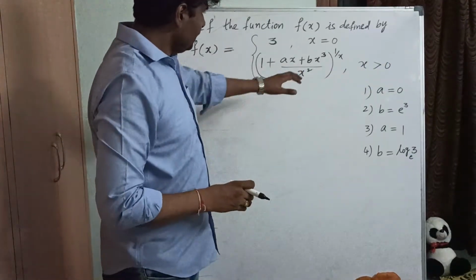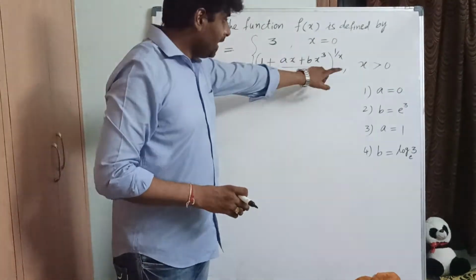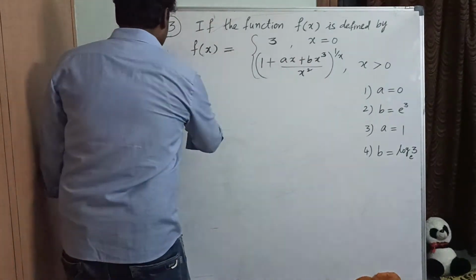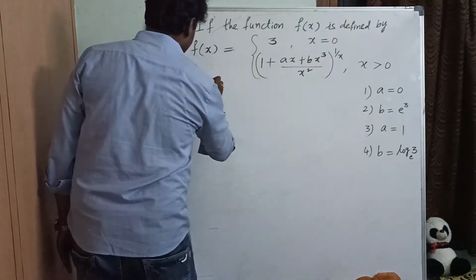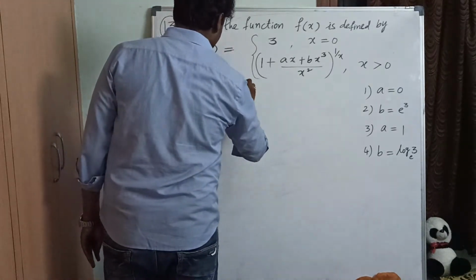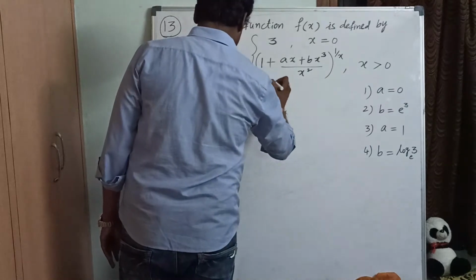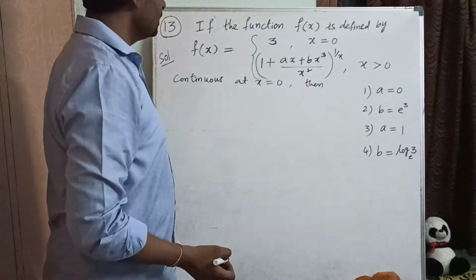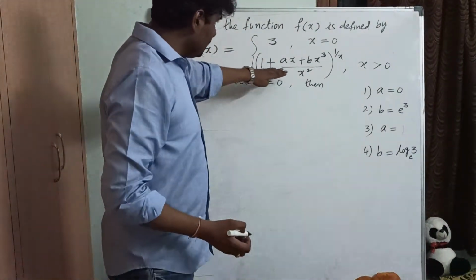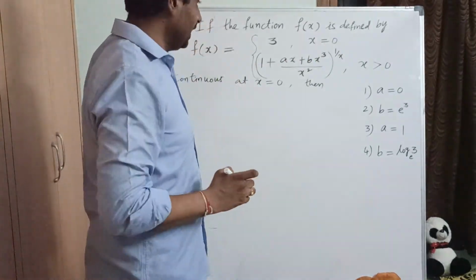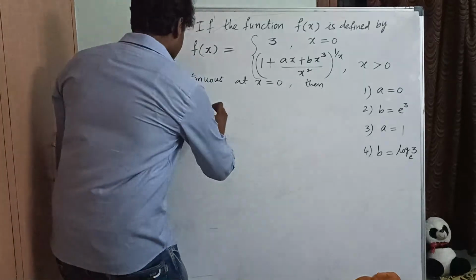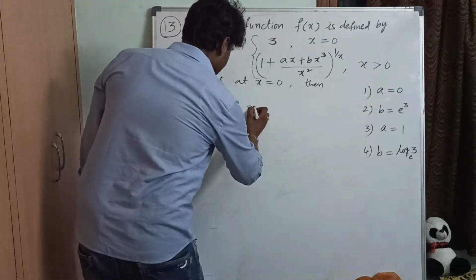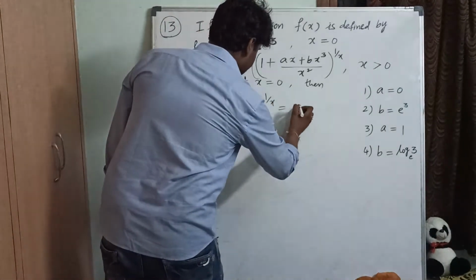So anyway here you are not given LHL, correct? For x greater than 0, RHL is given, LHL is not given, but it was given as continuous at x equal to 0. Okay, so let me write completely, continuous at x equal to 0. Okay, so then which of the following options are correct? Now see here, to solve this problem we have to remember one formula on e. So what is the formula here? Limit x tends to 0, 1 plus x whole power 1 by x equals e.